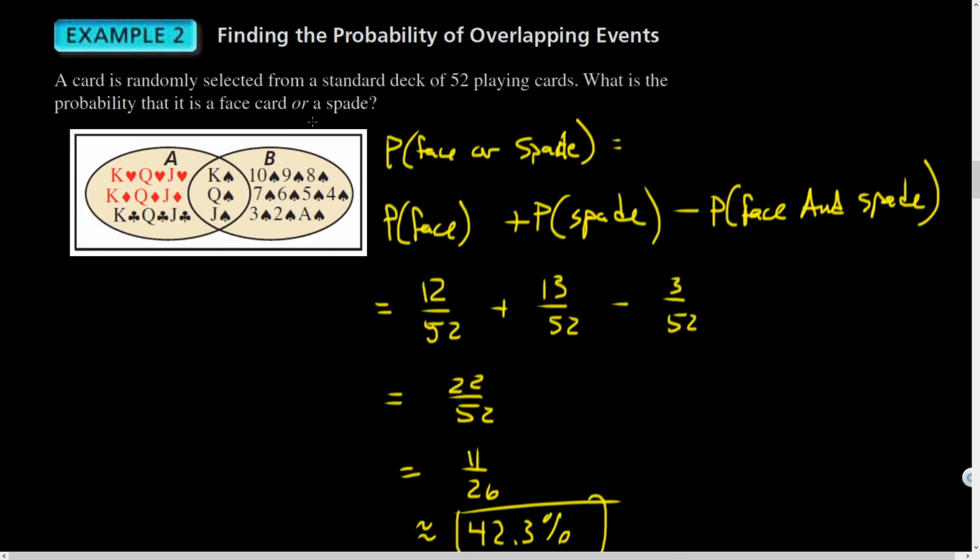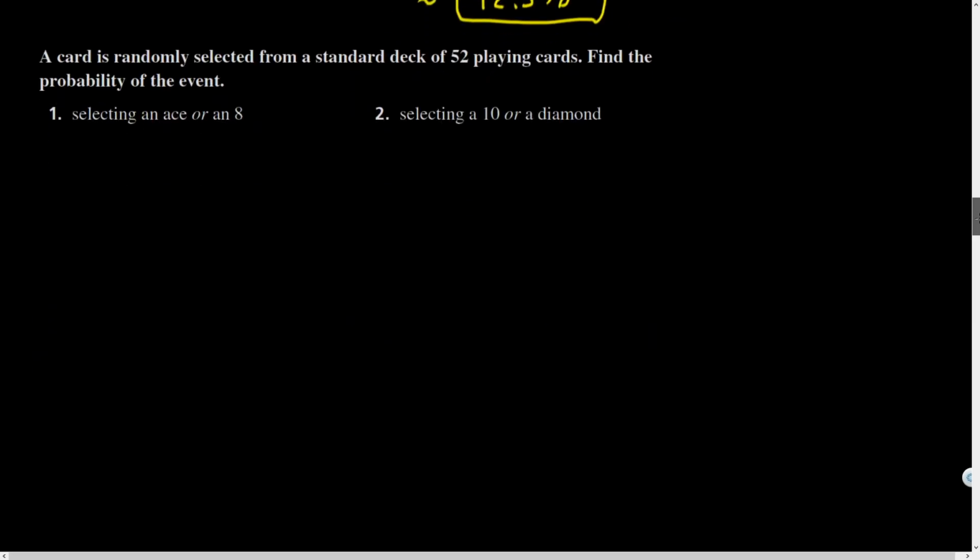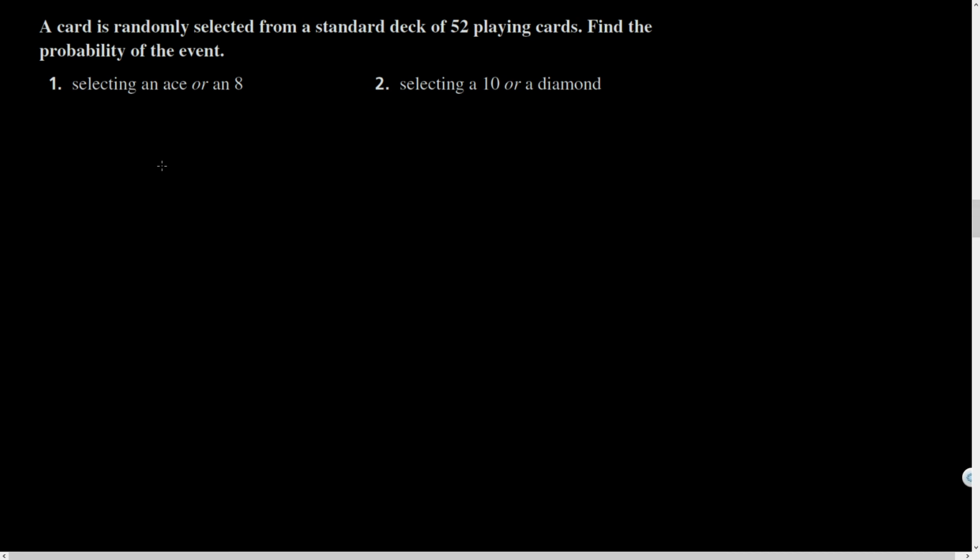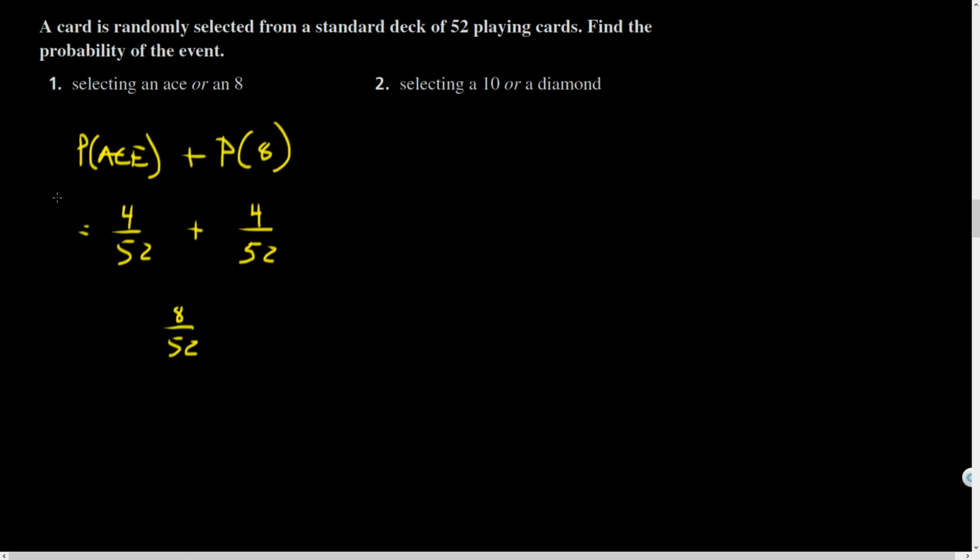And so as a result, when you're calculating OR probabilities, compound probabilities, you're going to have to pay attention to those cases. All right, so how about probability of selecting an ace or an 8? That would simply be probability of ace plus probability of an 8. Those are never the same. There are 4 ace cards. There are 4 cards that are 8s. And so that's 8/52.